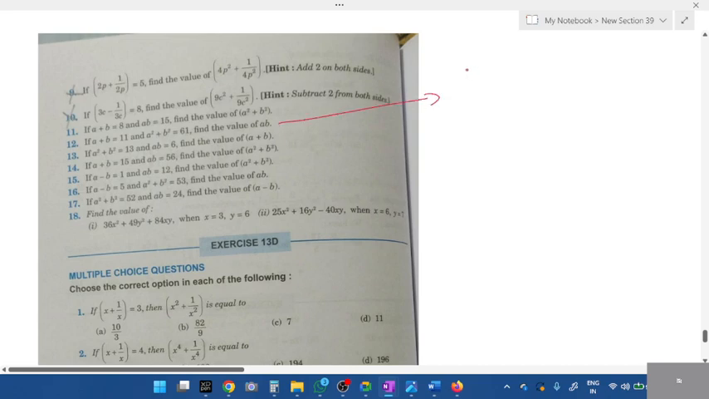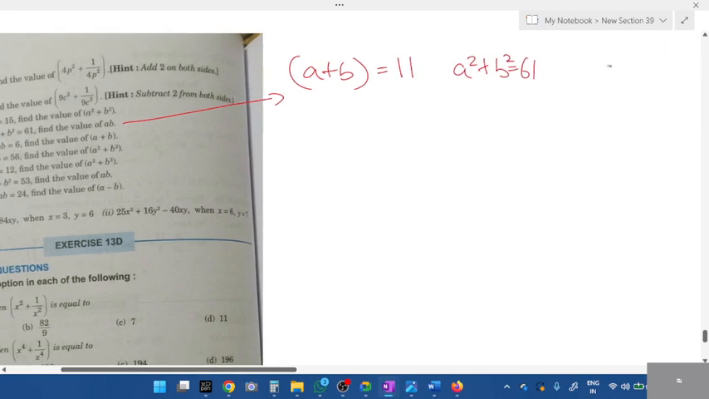What is asked here? A plus b is equals to how much? 11. What are the values given? A square plus b square is equals to 61. What do we need to find? We need to find the value of AB. If they give three questions like this, it's simple. Take this and square on both the sides.